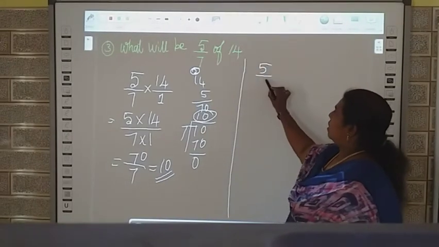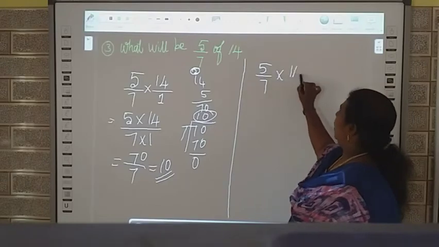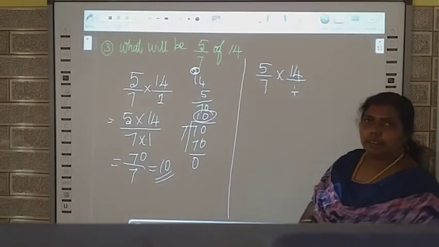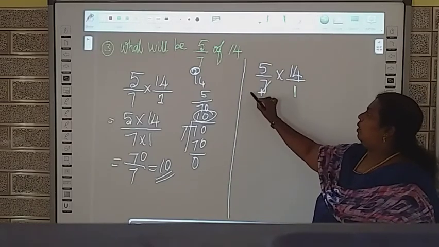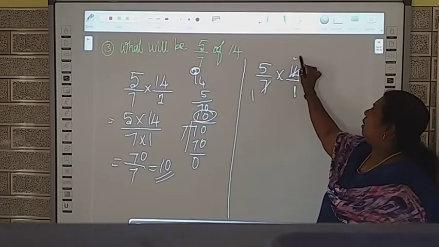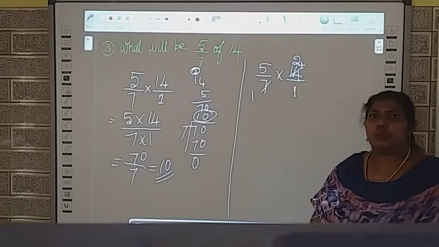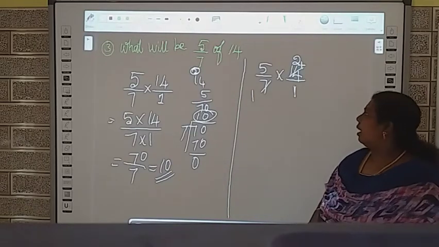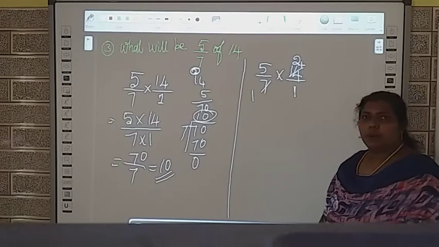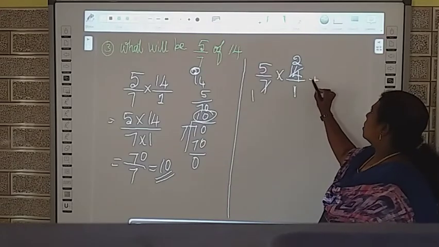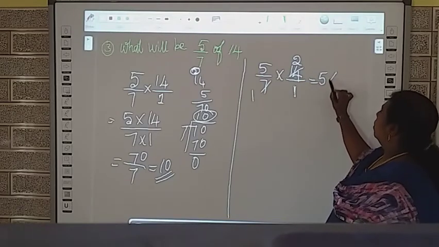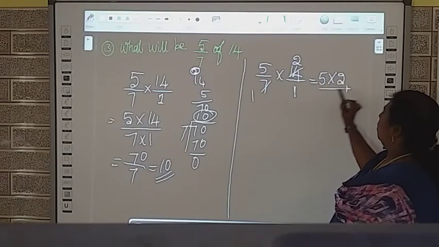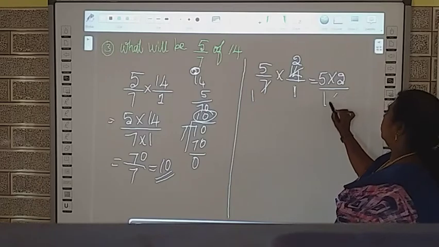Next method. 5 by 7 into 14 divided by 1. You can reduce it, right? Here, the 7th table, 1 time. Here, the 7th table, 2 times. 2 times 7 are 14. Any other possibilities? No possibility. Next step is you have to multiply: 5 times 2, and the denominator is 1 times 1.